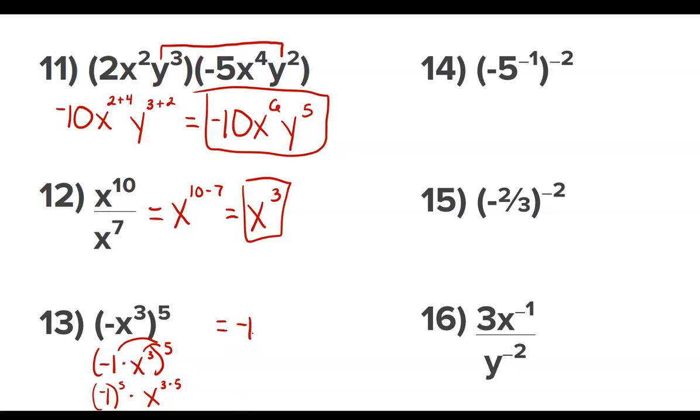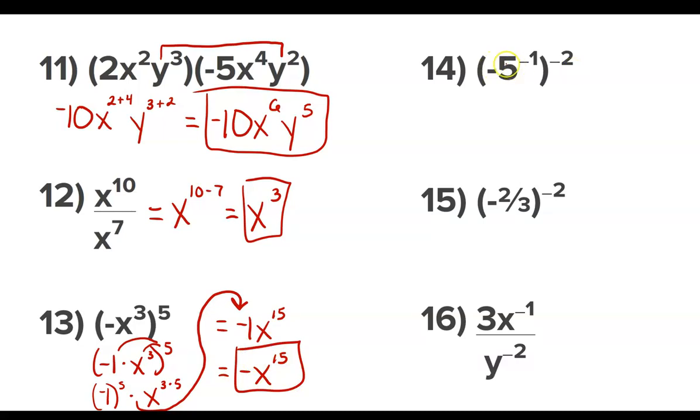So if you raise negative 1 to an even power, it becomes positive. If you ever raise it to an odd power, it stays negative. And that will be negative 1x to the 3 times 5 would be 15. We do not need to write the negative 1 times x to the 15th, so we'll take that away and just write it as a negative x to the power of 15.